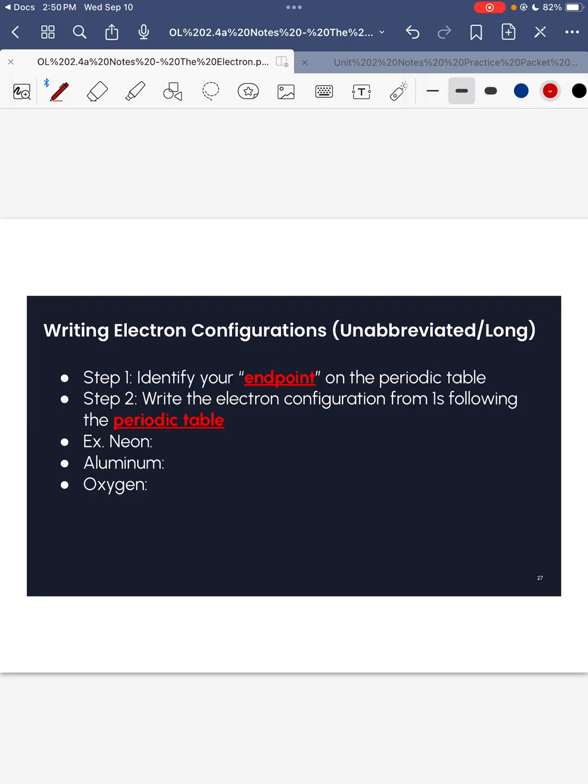So for example, neon, the 10th element, we have to write 1s2, 2s2, 2p6. It's not enough just to write 2p6. We have to write everything before. When we write something like aluminum, we must write 1s2, 2s2, 2p6, 3s2, 3p1. So again, we're not just writing 3p1, we're writing everything that comes before. With oxygen, we're writing 1s2, 2s2, 2p4. Not just this part, but everything that comes before.